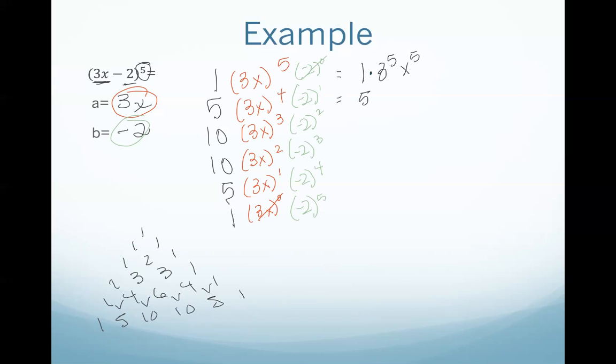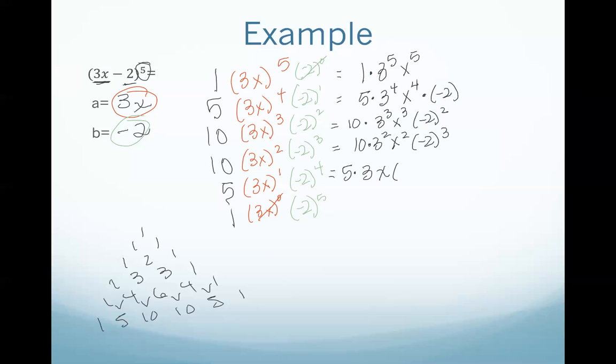This is 5 times 3 to the 4th x to the 4th times -2. 10 times 3 to the 3rd x to the 3rd times -2 squared. 10 times 3 squared x squared times -2 to the 3rd. 5 times 3x times -2 to the 4th. And 1 times -2 to the 5th.